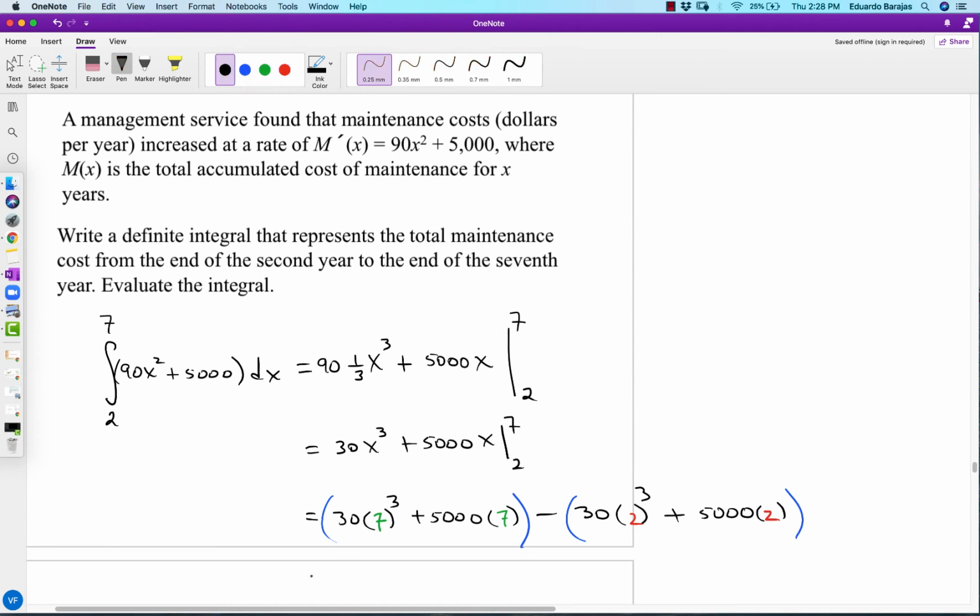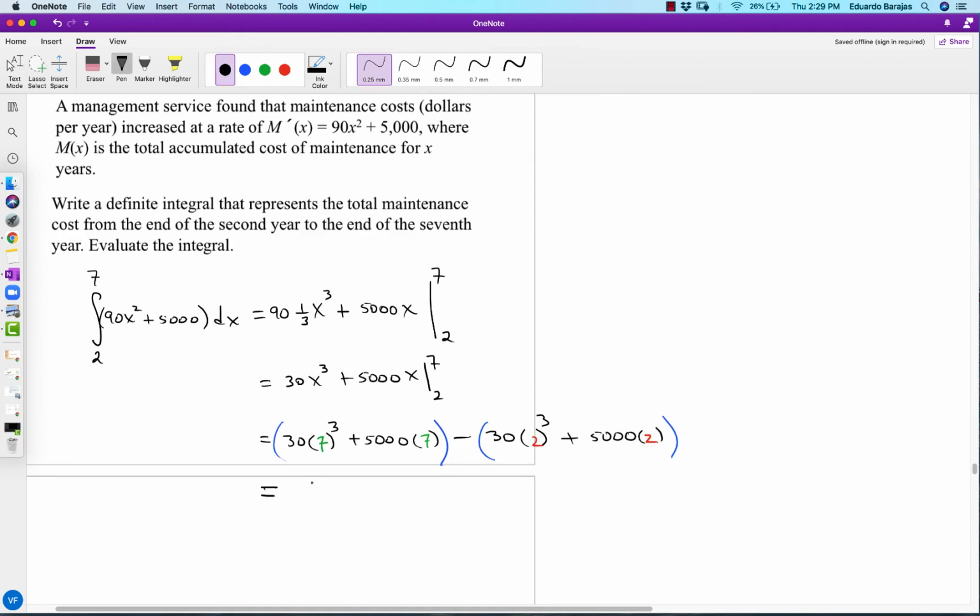So after a little bit of calculator work, we'll see that this one's equal to 45,290 minus, this one's equal to 15,810, and so together they give you 29,480. Okay, so copying this integral down, we say the integral from 2 to 7 of 90x squared plus 5,000 dx equals that, right?